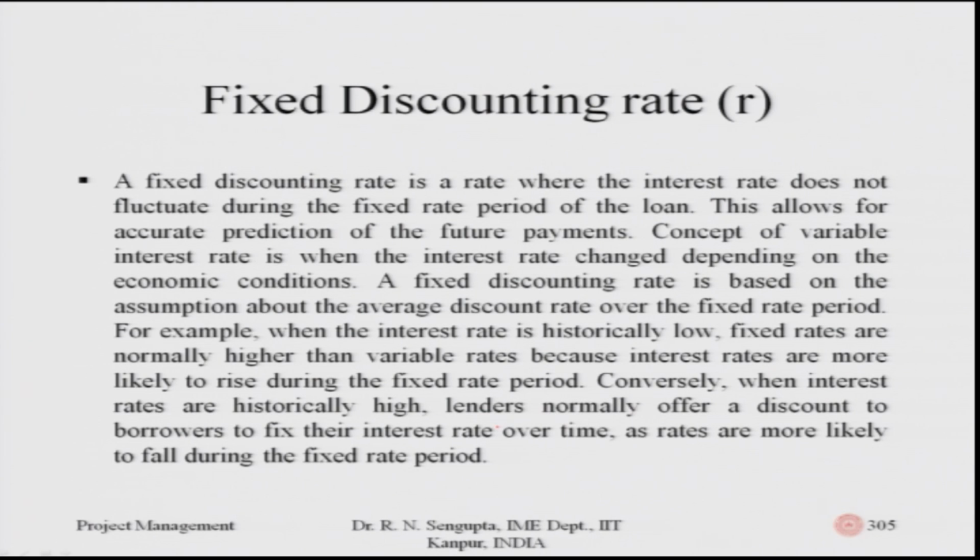If you remember, I consider R as fixed, and in the table also. This allows for accurate prediction of the future payments. The concept of variable interest rate is when the interest rate changes depending on the economic conditions. So, it changes accordingly. A fixed discounting rate is based on the assumption about the average discounting rate over the fixed interest rate period. For example, when the interest rate is historically low, fixed rates are normally higher than the variable rates, and conversely, when interest rates are historically high, lenders normally offer a discount to the borrowers to fix the interest rate over the period.